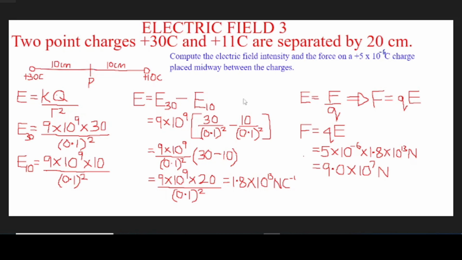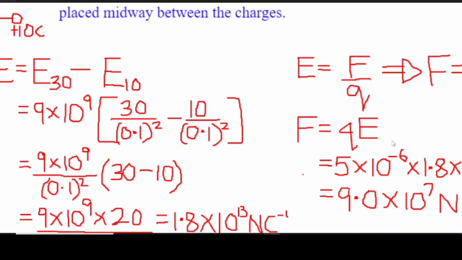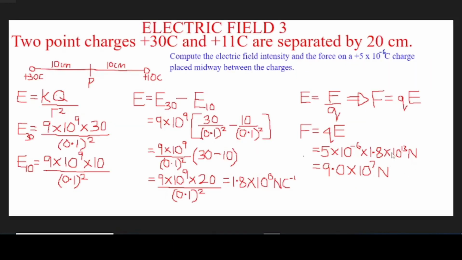Now to do that, that is to calculate the force that will be experienced by that charge, don't forget our definition of electric field intensity, which is what? Force per unit charge. So if we cross multiply, F, which is the force that will be experienced at point P, is equal to QE. That is, the force that will be experienced at point P is equal to the charge placed at point P multiplied by the resultant electric field intensity.